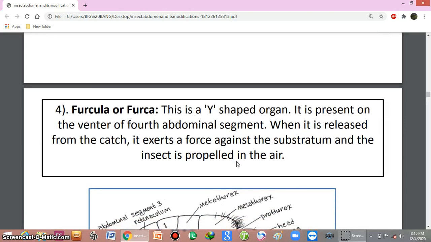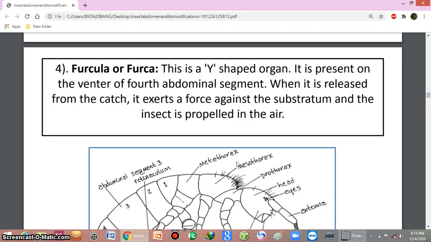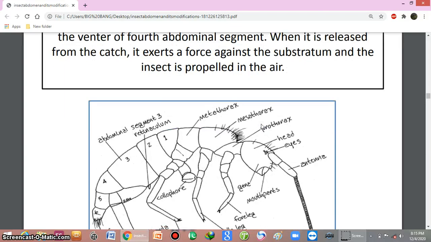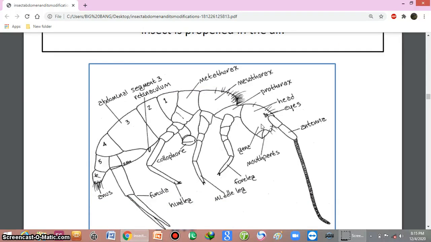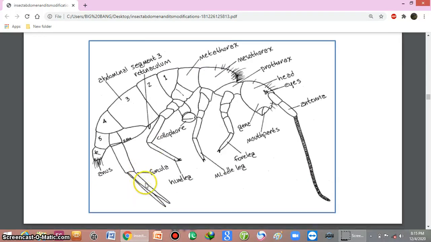Furcula. It is a Y-shaped structure present on the ventral side of the fourth abdominal segment. When it is released from the catch, it exerts force against the substratum, and the insect is propelled in the air just like a jet propulsion mechanism. This is the furcula.